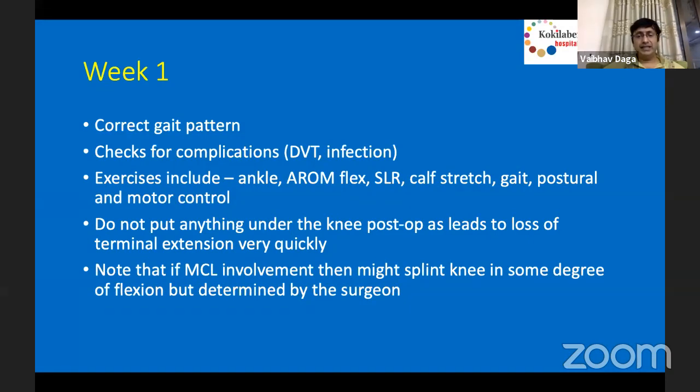Do not put anything under the knee post-op, as it leads to loss of terminal extension very quickly. So it is preferred not to put the towel roll for the static quadriceps exercises exactly below the knee, but below the heel or at the lower end of the thigh. So the knee extension range is complete there. Note that if there is MCL involvement, then they might splint the knee in some degrees of flexion, but of course, that is determined by the surgeon.